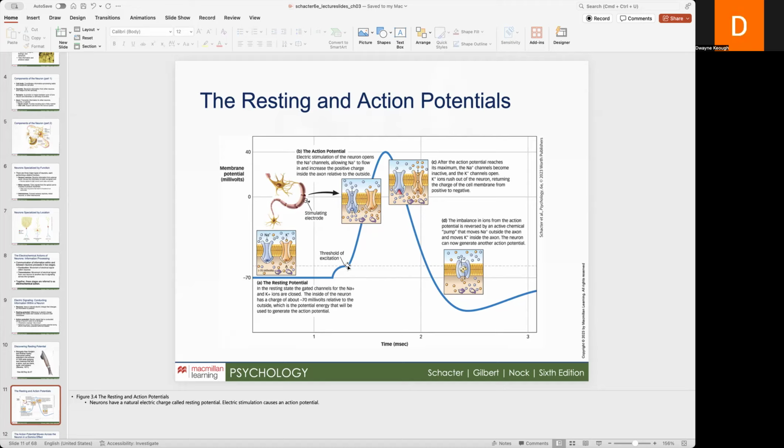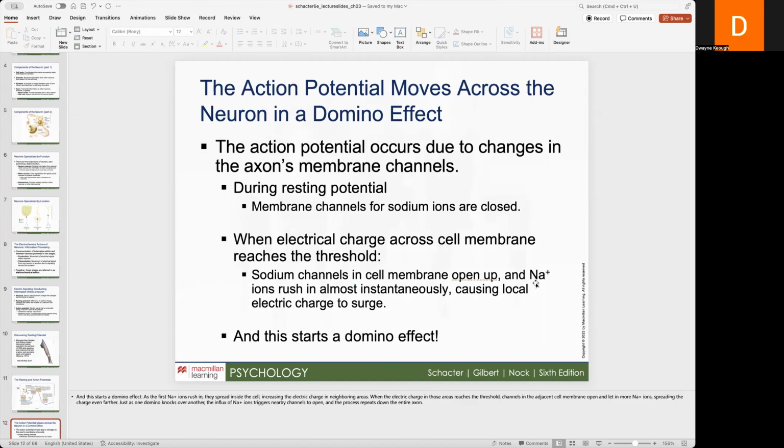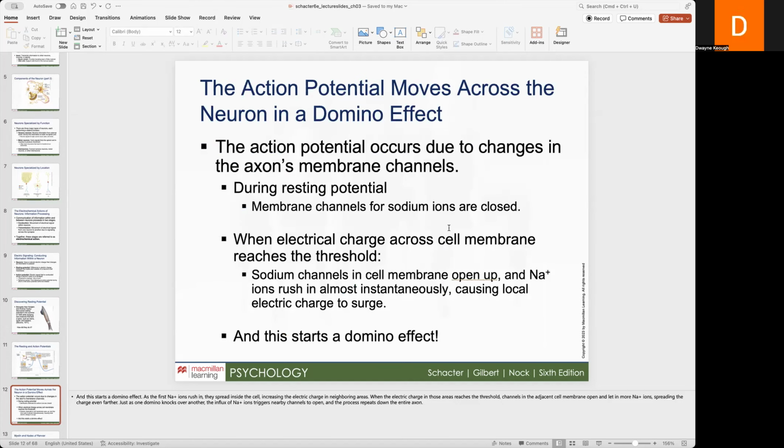So we can see how it becomes more positive. The cell rapidly depolarizes or becomes more positive. And then at the bottom, you can see this refractory period where it becomes more negative than it is at rest before returning to resting potential. All of this occurs because of the interplay or exchange of ions in and outside of the cell. The action potential occurs due to changes in the axon's membrane channels.